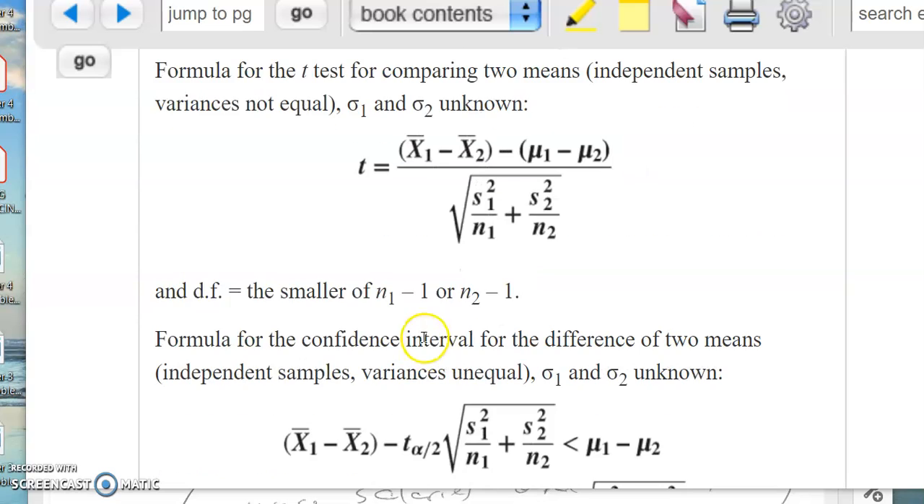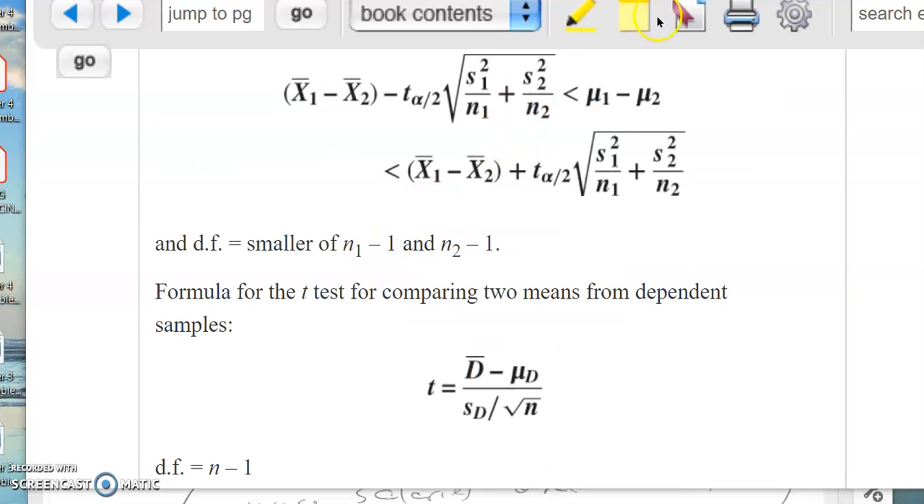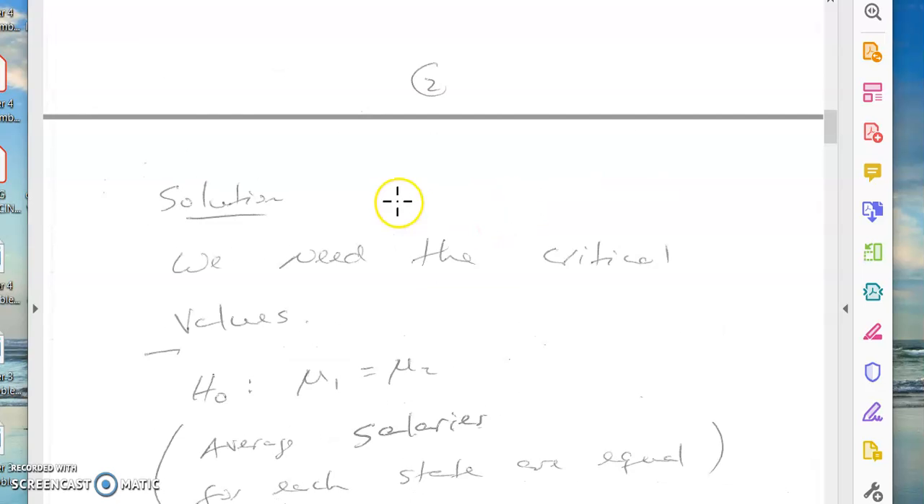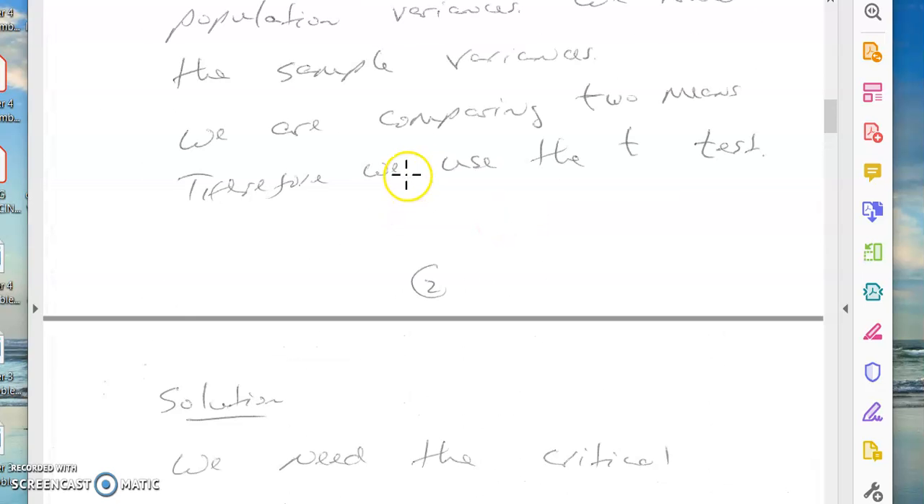So really, it's just a matter of plugging this in. That's all it is. The hard part on all of these is deciding which of these formulas do you use. What's the scenario that you're in? Okay. All right. So as I set up here, we're going to use the t-test.